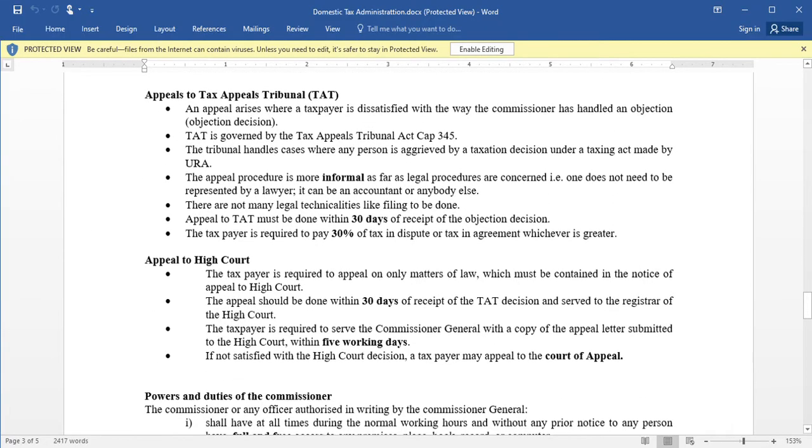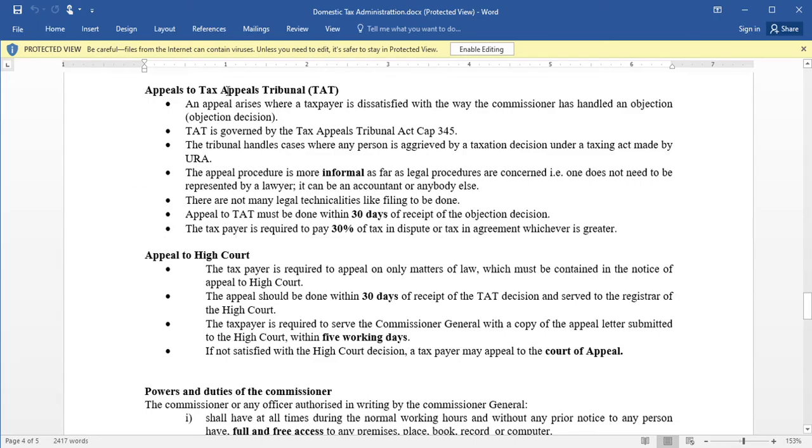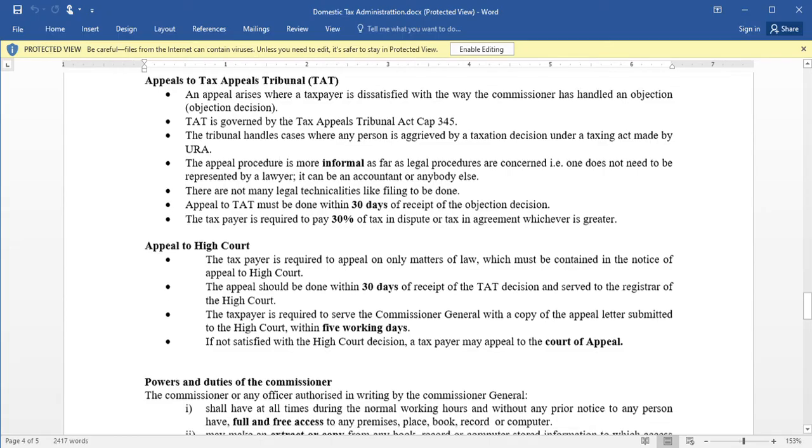Now let's look at appeals to the Tax Appeals Tribunal, also known as TAT. An appeal arises where a taxpayer is dissatisfied with the way the commissioner has handled an objection. So in case you get back the feedback from the commissioner and you're not satisfied, you can appeal to the Tax Appeals Tribunal. The Tax Appeals Tribunal is governed by the Tax Appeals Tribunal Act, Chapter 345. The tribunal handles cases where any person is aggrieved by a taxation decision under a taxing act made by the URA. It deals with cases where people are not satisfied with the taxation decisions.